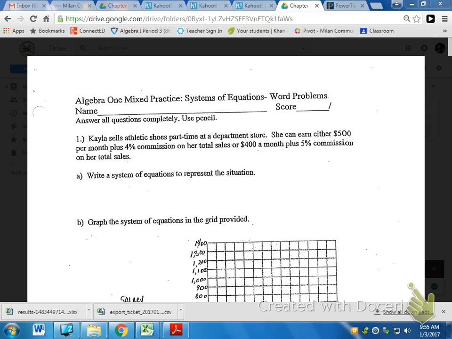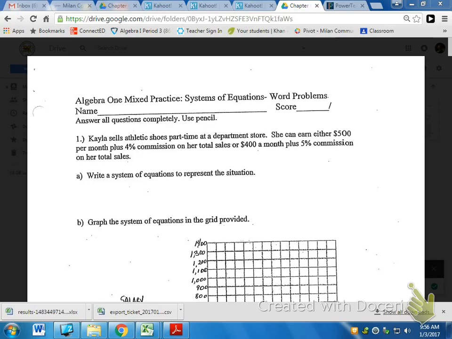So let's start off. Kayla sells athletic shoes part-time at a department store. She can earn either $500 per month plus 4% commission on her total sales, or $400 a month plus 5% commission on her sales. Something tells me we've had this problem before. Does that sound very familiar? Or similar to it, only it was a word problem. It really wasn't graphing, but we'll put it here on the graphing and see how this goes.